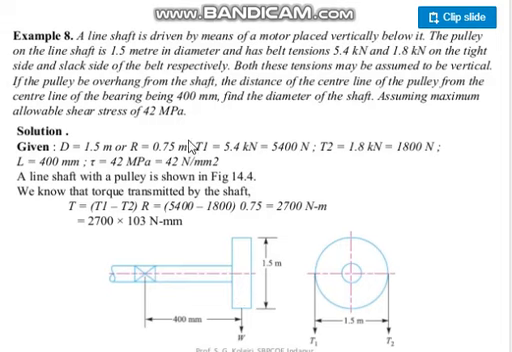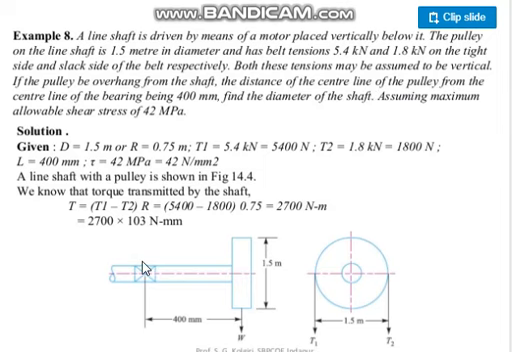Okay, cantilever. The distance of the center line of the pulley. Center line of the pulley means this is the pulley, no, this is the center line. This center line is of the shaft. You see, read properly. Center line of the pulley is here. This is the center line of the pulley. The distance between the center line of the pulley from the center line of the bearing.